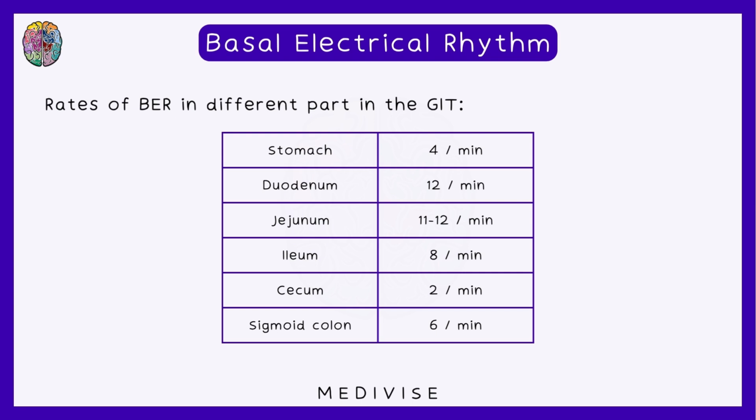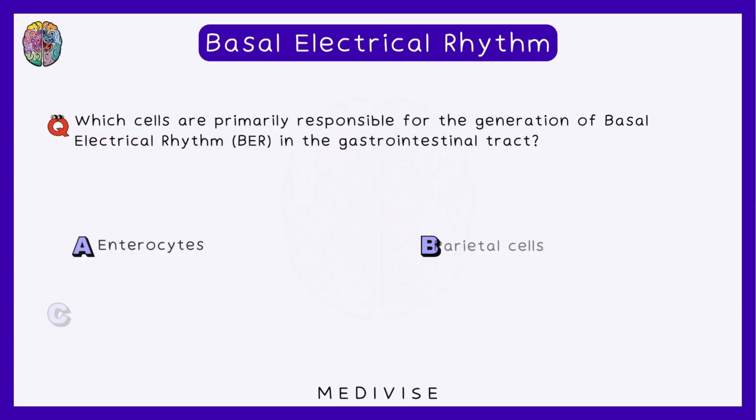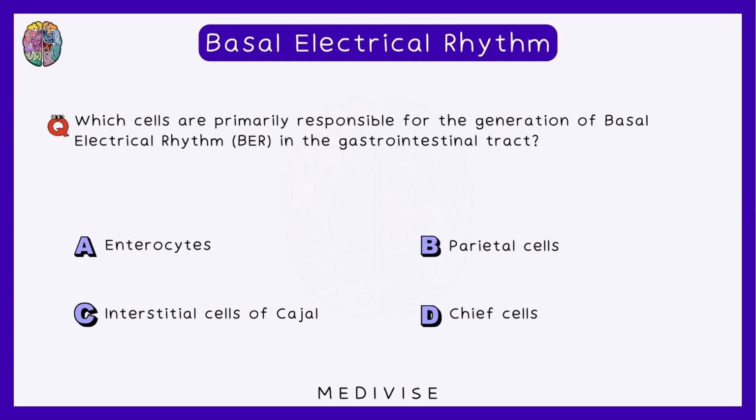Now, two important questions that they can ask. Maximum basal electrical rhythm is seen in the duodenum, which is 12 per minute, while minimum is seen in the cecum. Now, just to make sure we understood everything, let us practice a few questions here. Which cells are primarily responsible for the generation of basal electrical rhythm in the GIT? So I think everyone can answer this question. The correct option here is option C, or interstitial cells of Cajal.